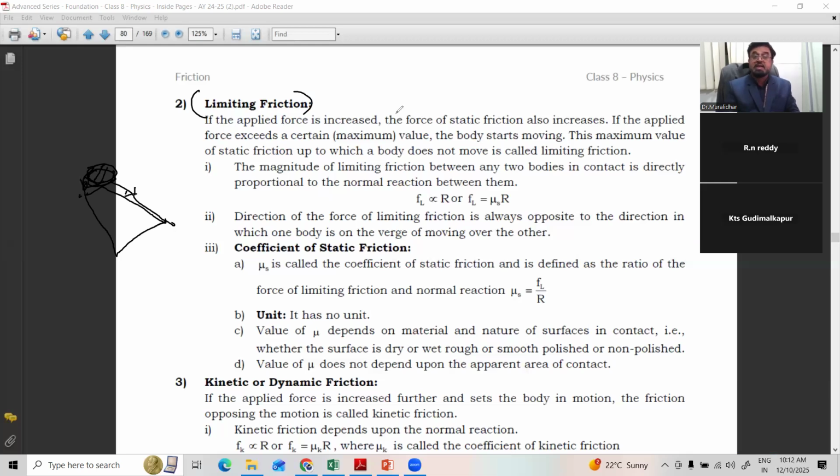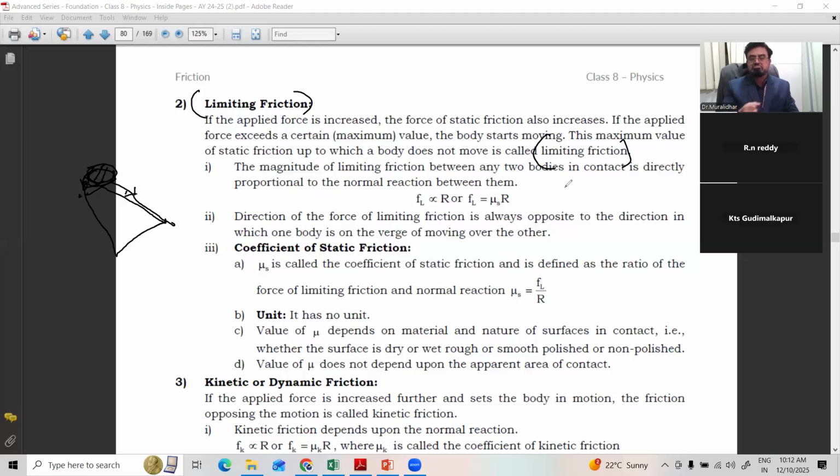If applied force is increased, the force of friction also increases. If applied force exceeds a certain value, the body starts moving. This maximum value of static friction up to which the body does not move is called limiting friction.